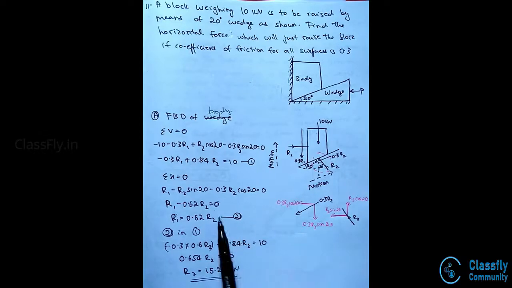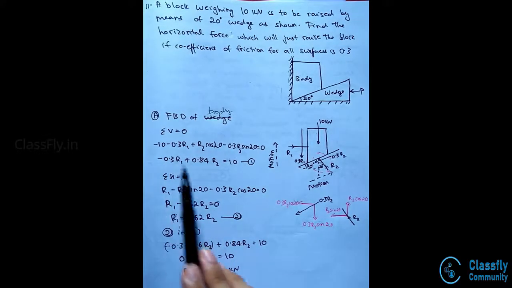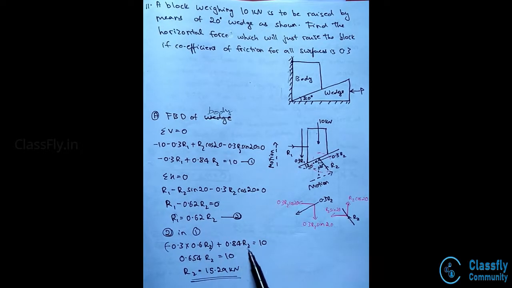Hence, substituting 2 in 1, we have minus 0.3 R1 that is 0.62 R2 plus 0.84 R2 is equal to 10. From this, we have 0.654 R2 is equal to 10. Hence, R2 will be equal to 15.29 kilonewtons.